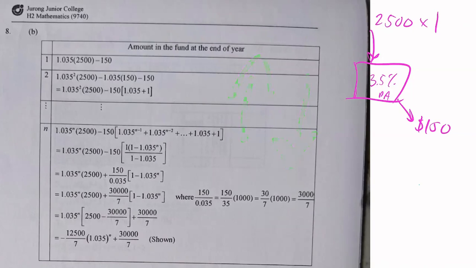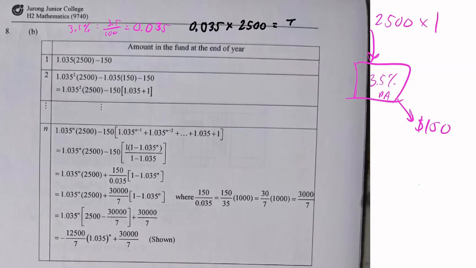So that's what we're going to do. We start off with your 2,500. We earn 3.5% interest. What does it mean? 3.5% actually means 3.5 divided by 100, which is 0.035. So the interest amount you earn is 0.035 multiplied by the principal 2,500, and that will be your interest.